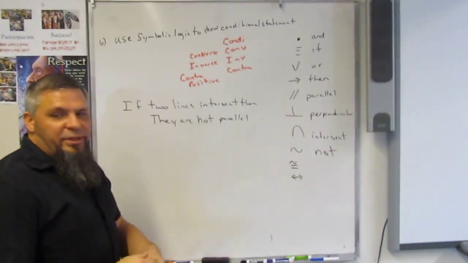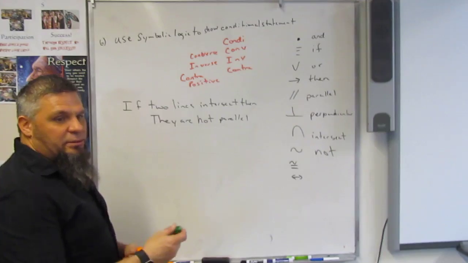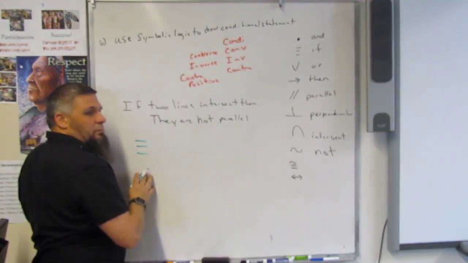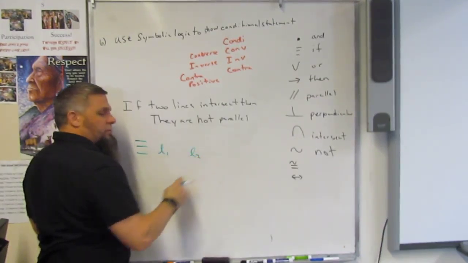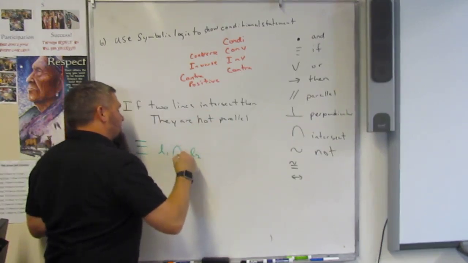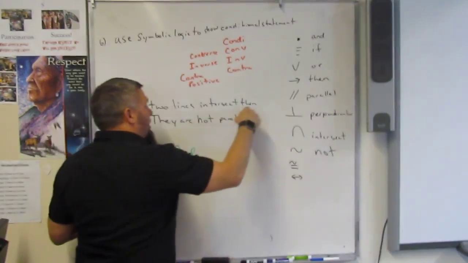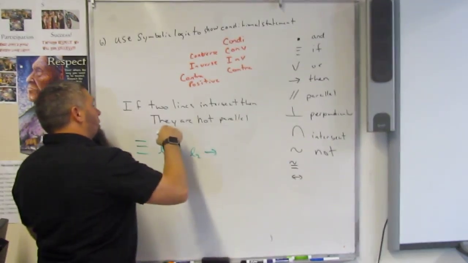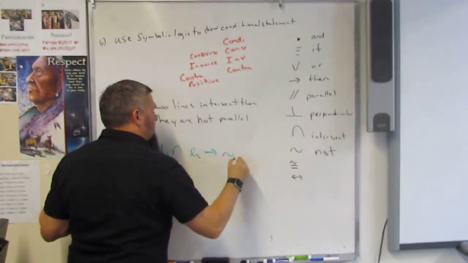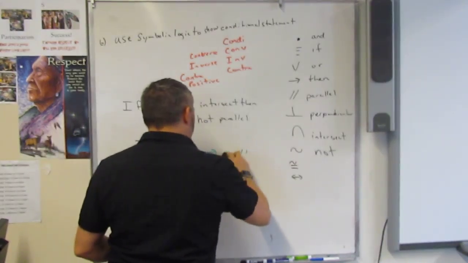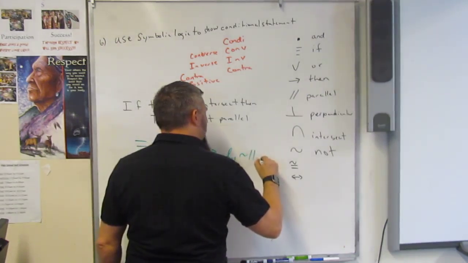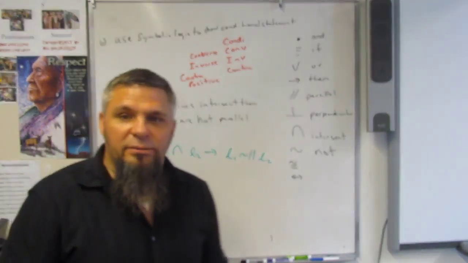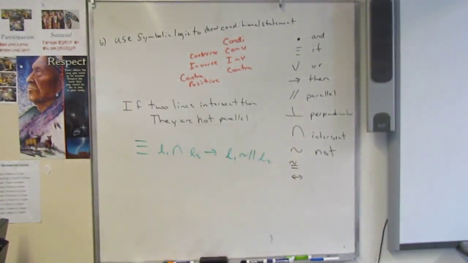And with this, I can come up with a really nice statement: if two lines, line 1 and line 2, intersect, then they are not parallel, or then line 1 is not parallel to line 2. That's how we would write it in really good, high level math.